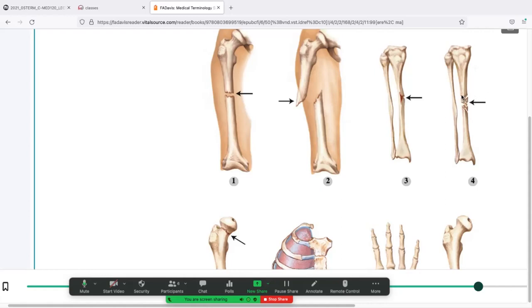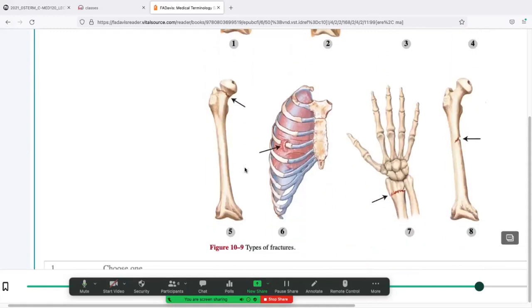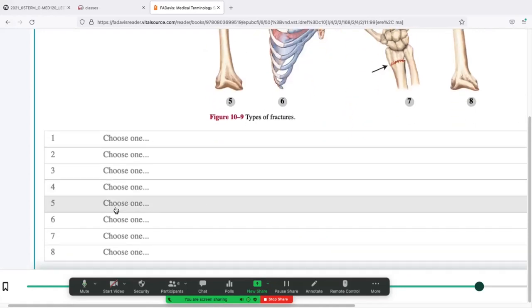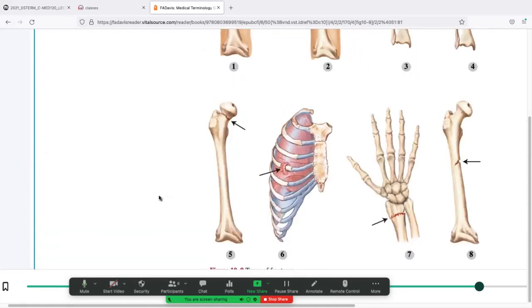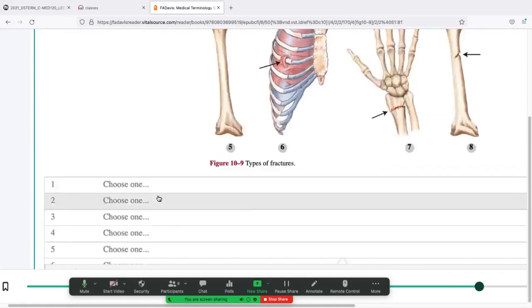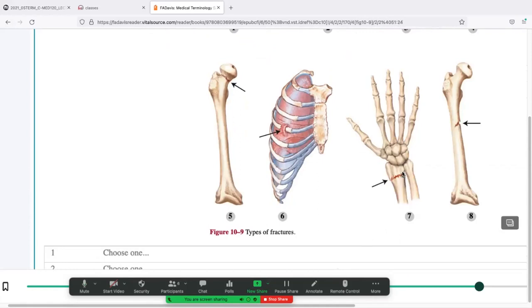And let's say, for example, the bullet just grazed this person's tibia. Well, the force, the shock wave of that bullet will shatter all of this. That's 5. That impacted? I guess it could be impacted. This is a Colles fracture of your wrist. I don't know what this is. Well, fracture of your ribs. And this might be a compression fracture.